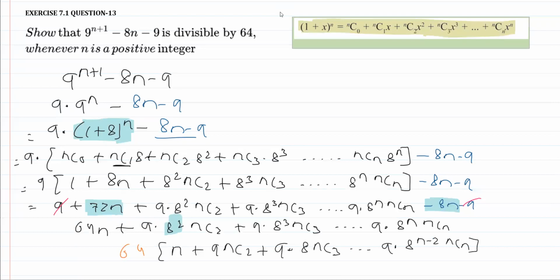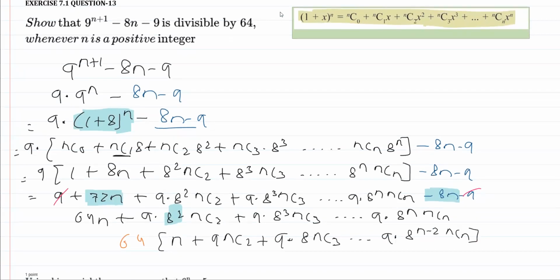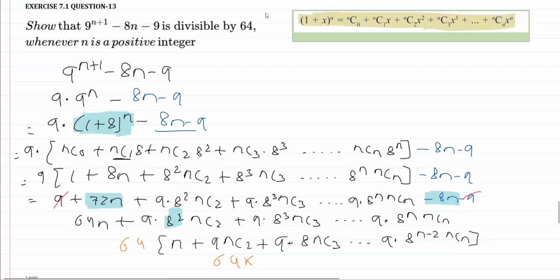Therefore, I can write this as 64k, where k is any positive integer. This is proof that the expression 9 raised to the power n plus 1 minus 8n minus 9 is divisible by 64, as it is 64 into some positive integer.